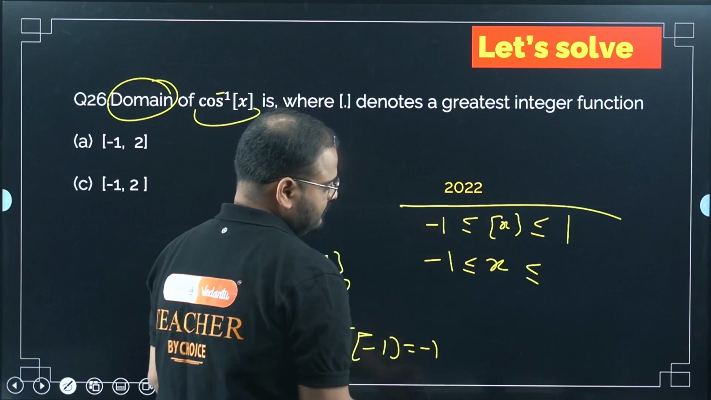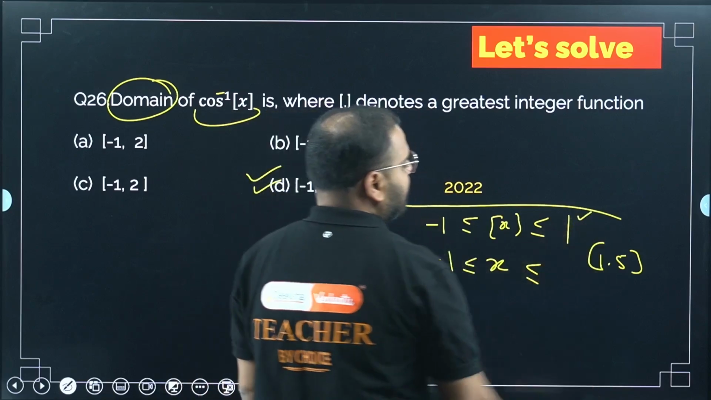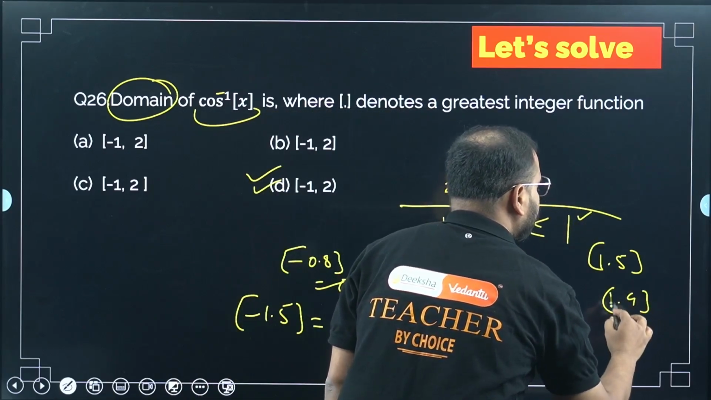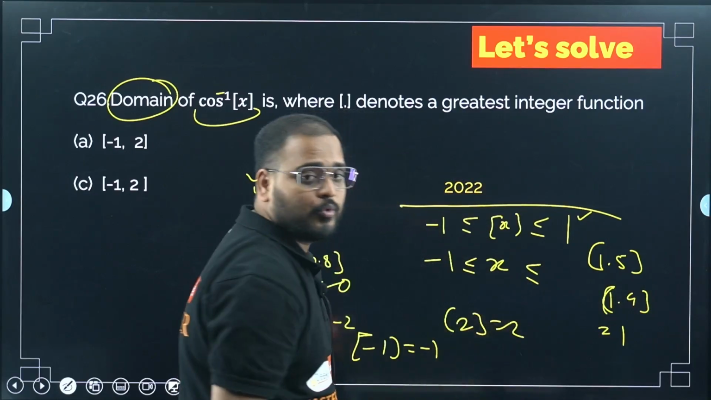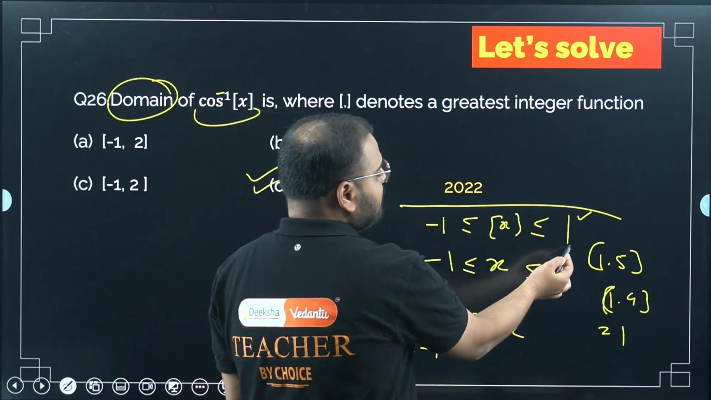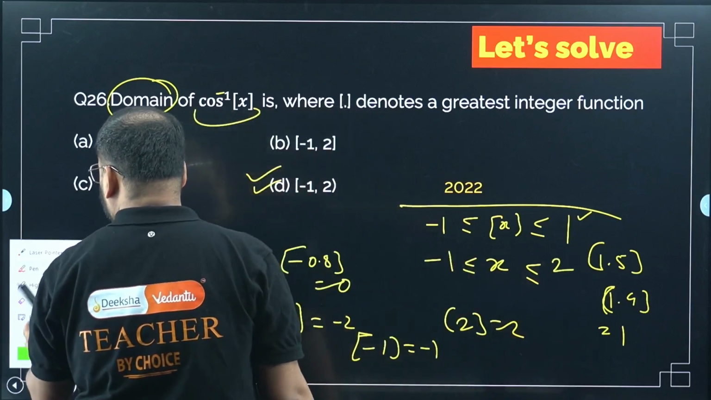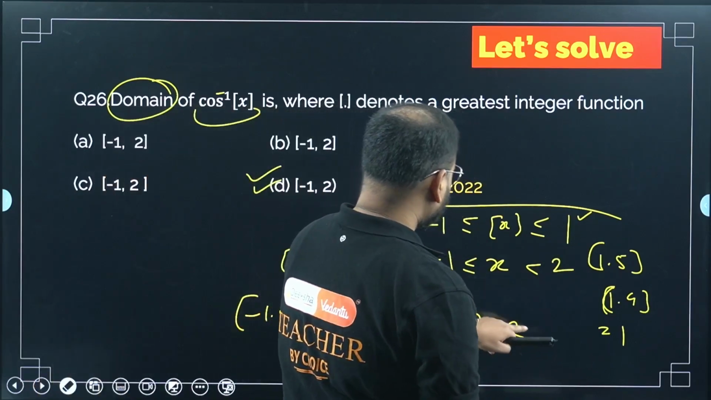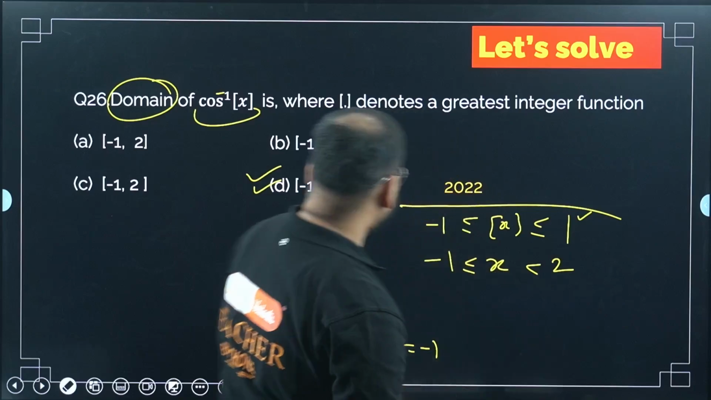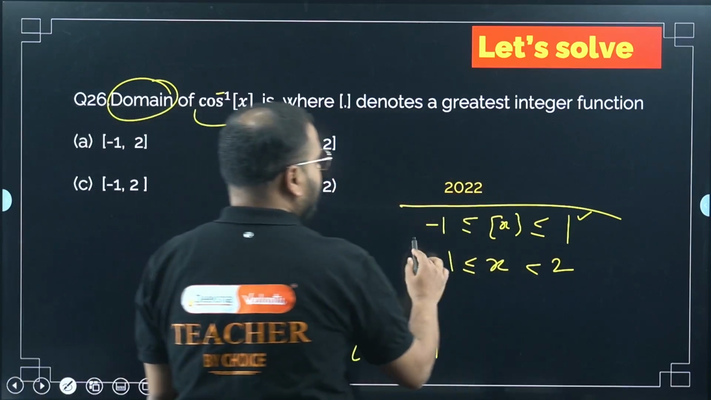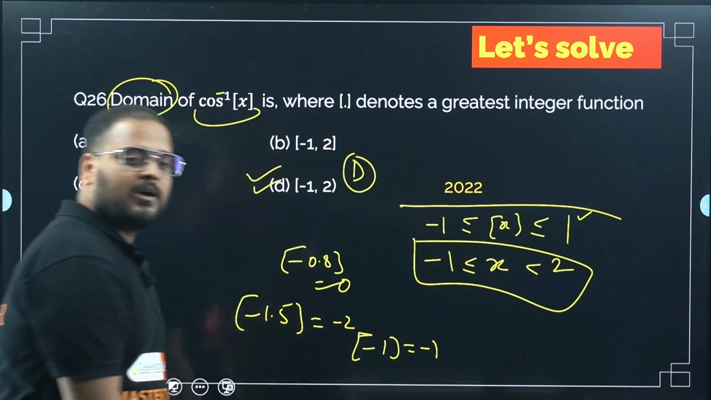What about the right side? I can take 1.5 also, sir. What is the GIF of 1.5? 1. So correct. I can take 1.9 also. What is the answer? Again 1. But if I take 2, what is the answer? Simply 2. So I cannot take 2, because this has to be only 1. It cannot be more than 1. So I will write 2 here, but remove the inequality sign. I don't need extra stuff. I hope you understand this. I have already done this question multiple times in multiple sessions. This is my answer. Minus 1 to 2. Option D is the correct answer.